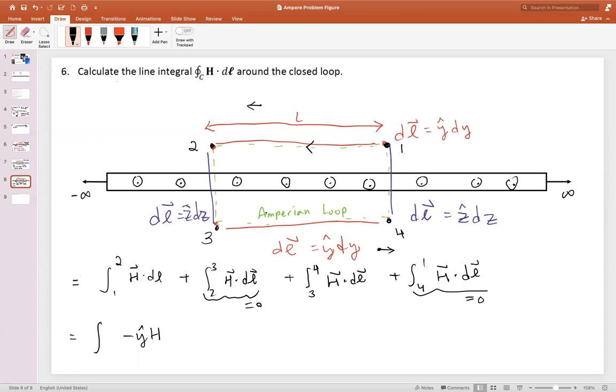So on the top, we have a constant in the minus y direction dotted with dl, which is dy. And our limits here, we're going to say that the length of our Amperian loop starts here at 0 and it goes all the way up to length L. So we're going to need to integrate from 1 to 2, so from length L to 0. And then for the second one, we're going to come down here from 3 to 4.